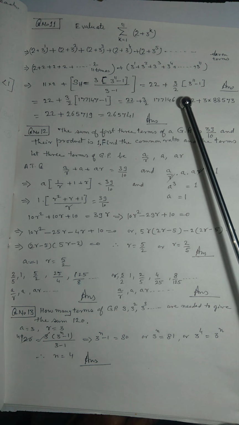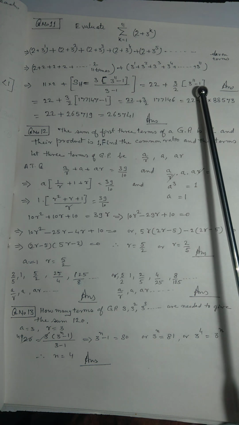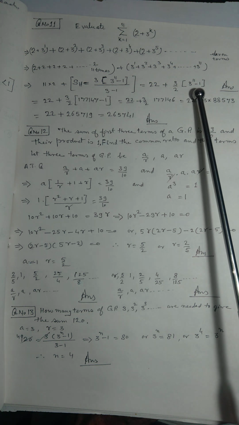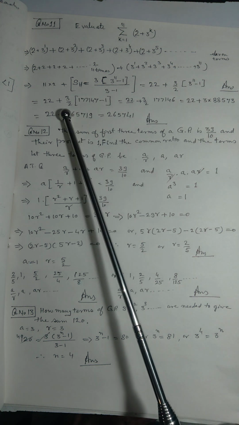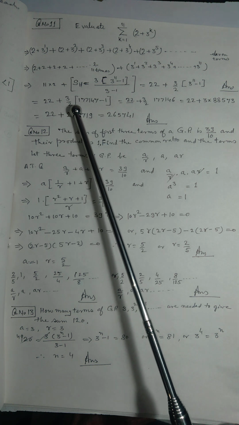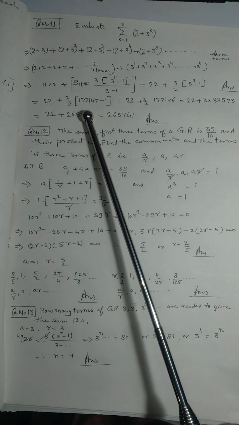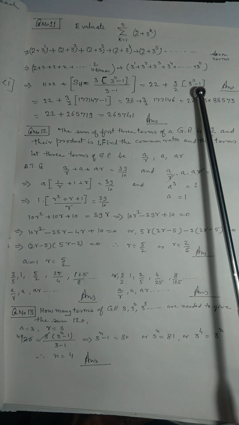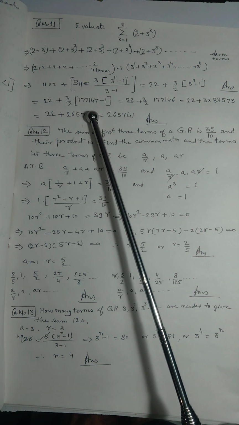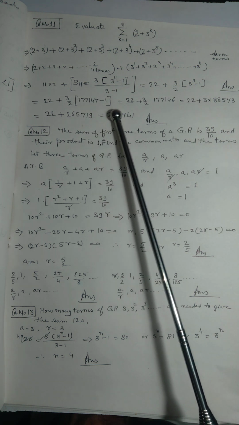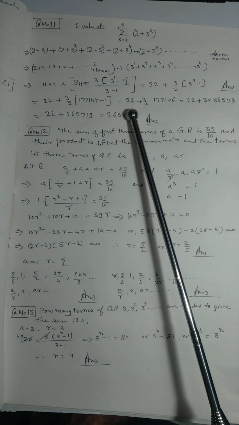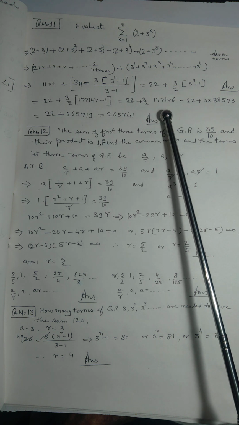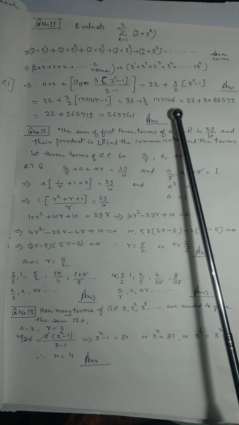It will be your answer. If you want to find out in detail of it, you just write down the values of 3 raised to power 11. Here I have written 22 plus 3/2, and after solving 3 raised to power 11 you will get 177147 minus 1. So you will get ultimately 22 plus 3/2 into 177146.